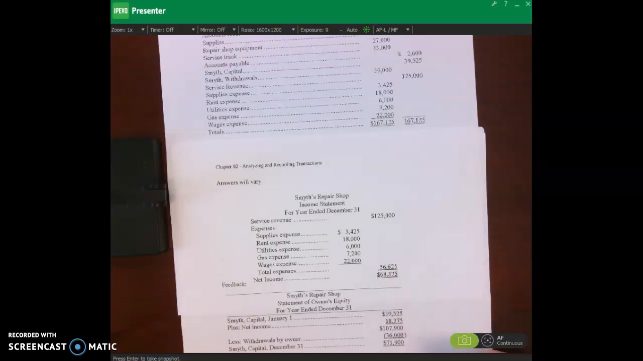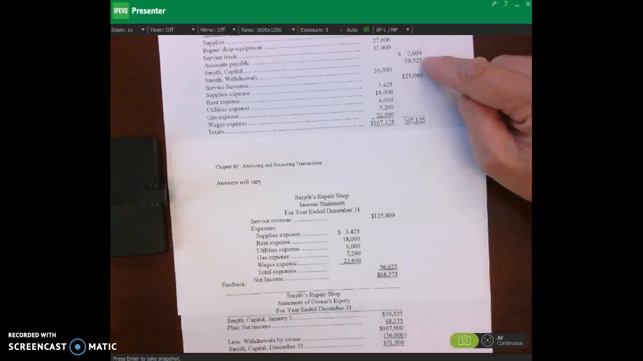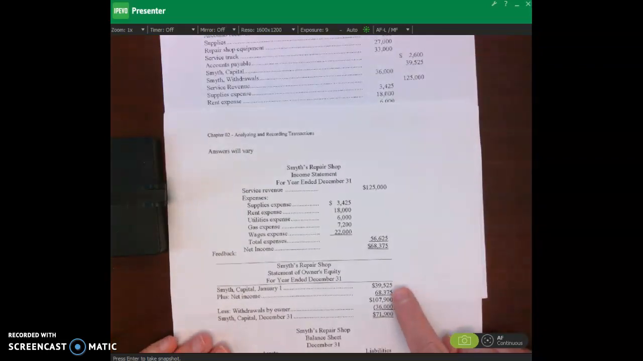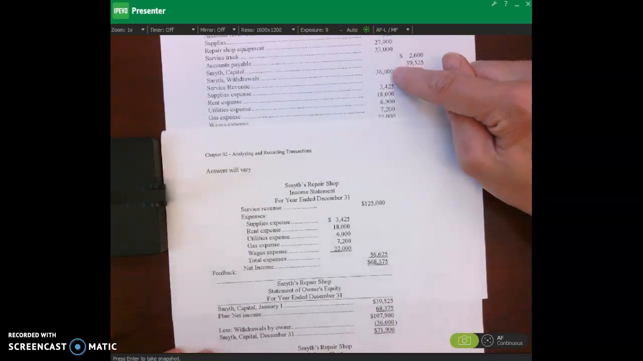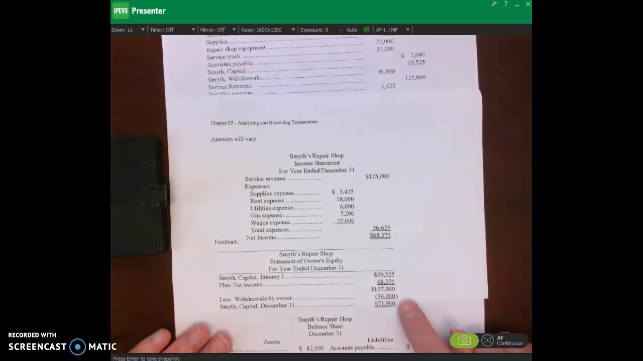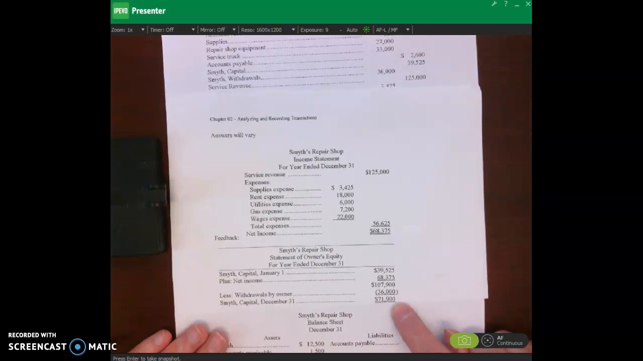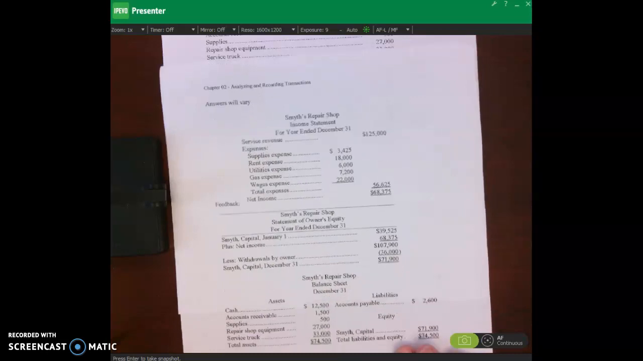The statement of owner's equity is next. We had our beginning balance right over here, $39,525. That's given to us right there, plus our net income. And then we subtract out our withdrawals of $36,000. That gives us our ending balance in capital, $71,900. Then we go on to do the balance sheet.